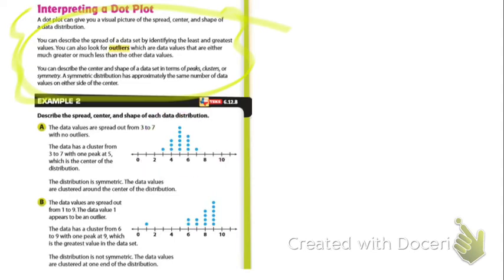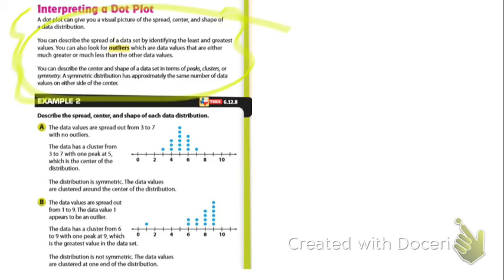Letter B. The data values are spread out from 1 to 9 because 1 is the smallest value or the smallest number where we have some data, and 9 is the greatest one where we have some data. So that's the spread. The data value 1 appears to be an outlier because it's all by itself over here. Is there like any values close to it? No. So that's what you consider an outlier.